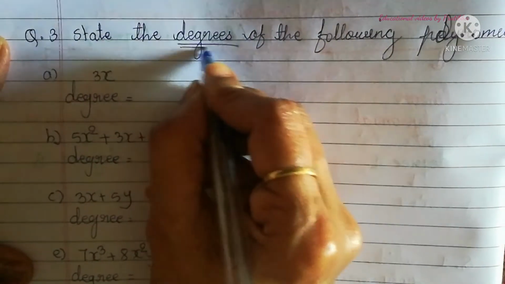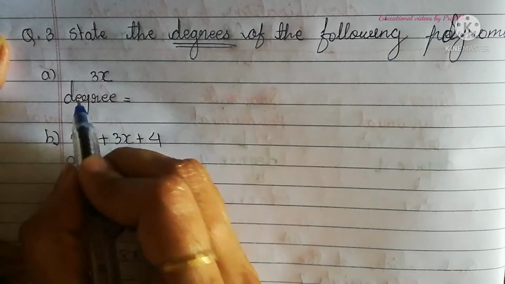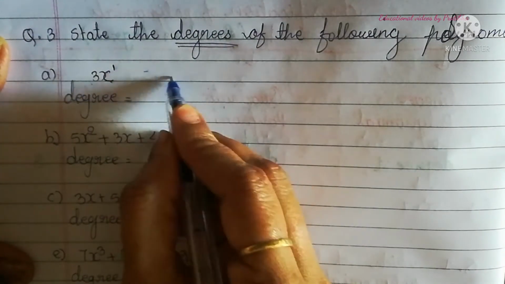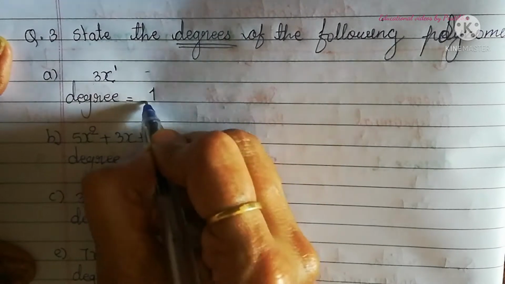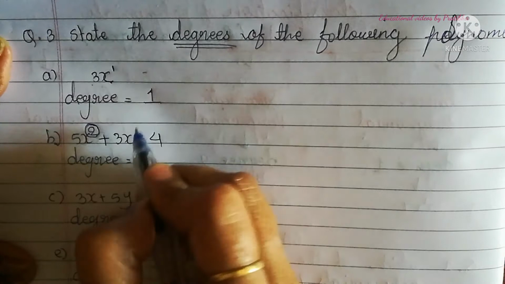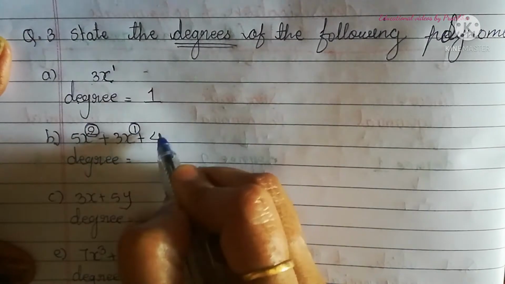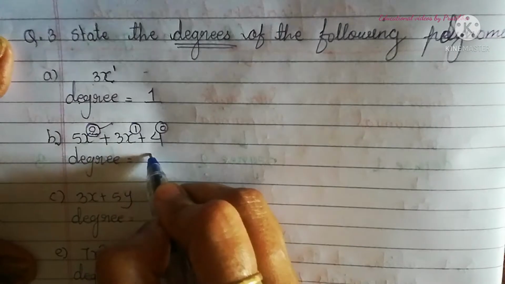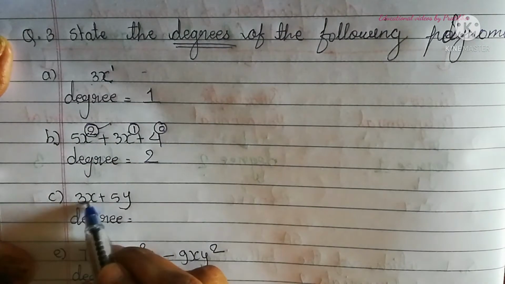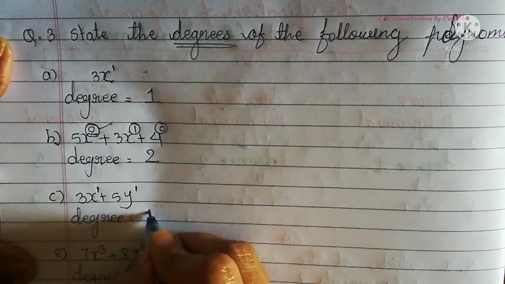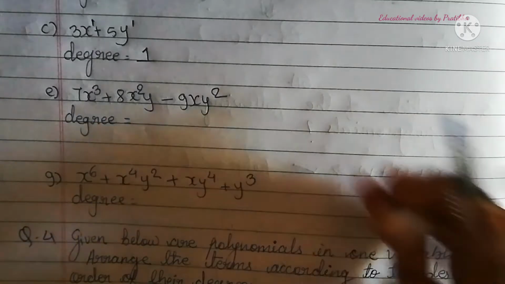Now let's see the examples of degrees of the polynomial. Now the first example is 3x. Here the x variable is having power 1, so the highest degree is 1. In the second example, in the first term the power is 2, second term 1, and in third term 0. So the highest power is 2, so the degree will be 2. In the third example, in both the terms the highest power is 1, so the degree will be 1.